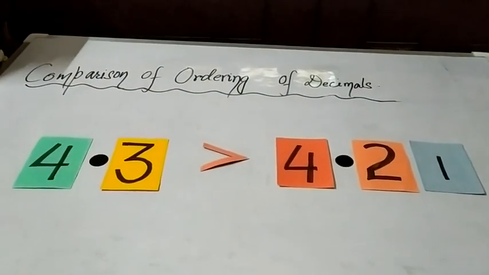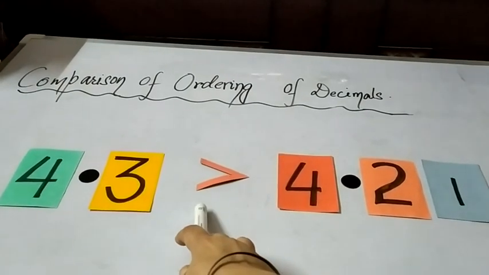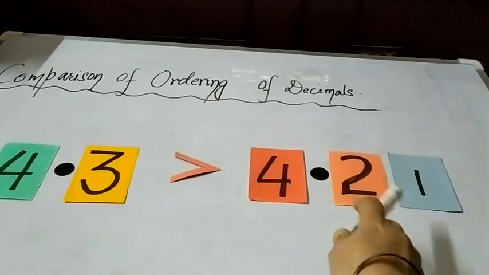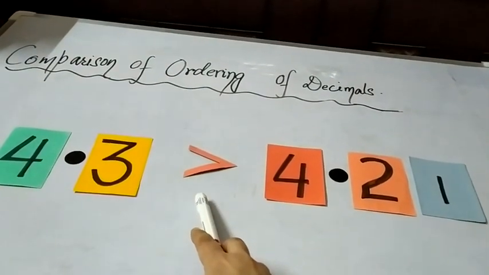And how will we read it? 4.3 is bigger than 4.21. So how will we read this sign? Is bigger than.